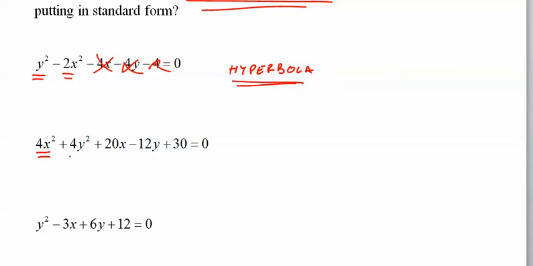Here I've got a 4x squared and a 4y squared. You might say, oh, ellipse, but they're the same. When I divide out 4, which I could do from almost everything here, wouldn't divide evenly here, but it doesn't matter. I know that I'm going to have a circle.